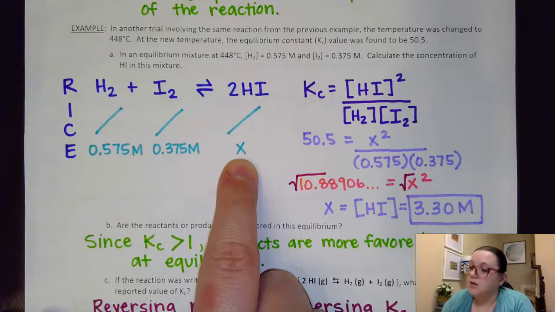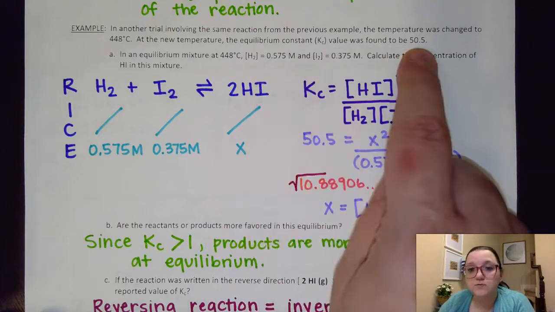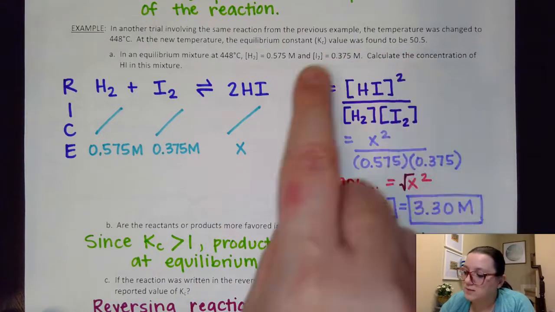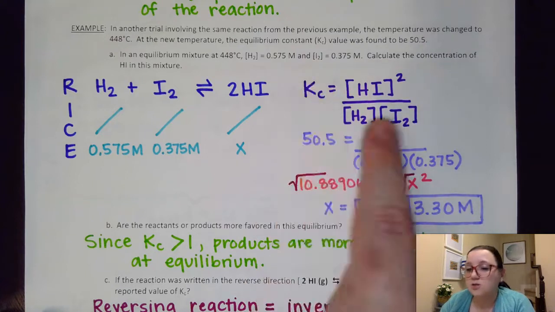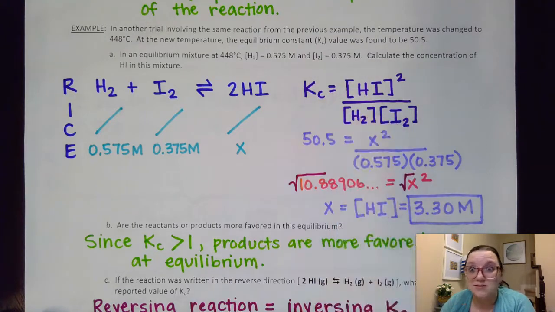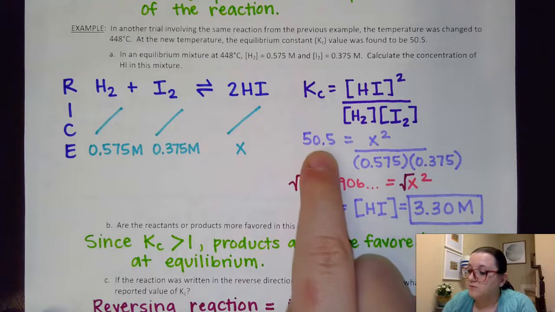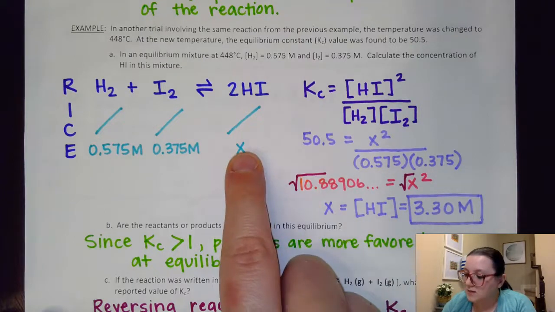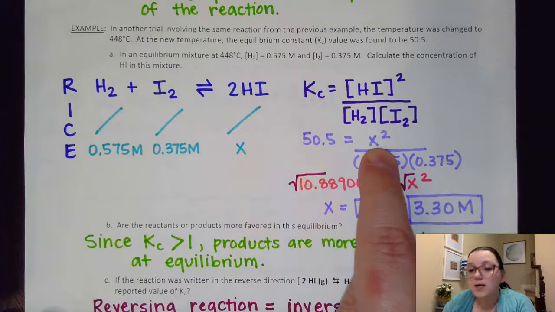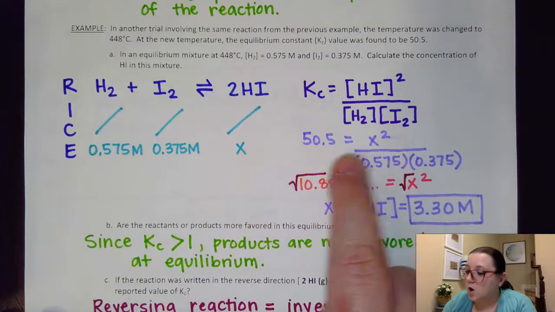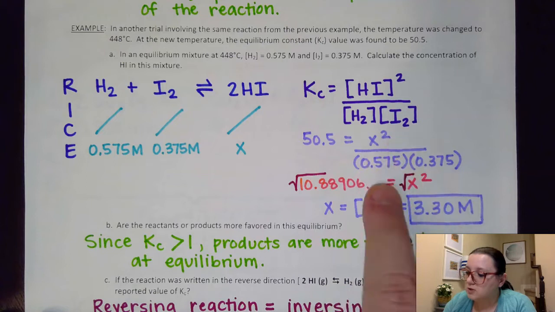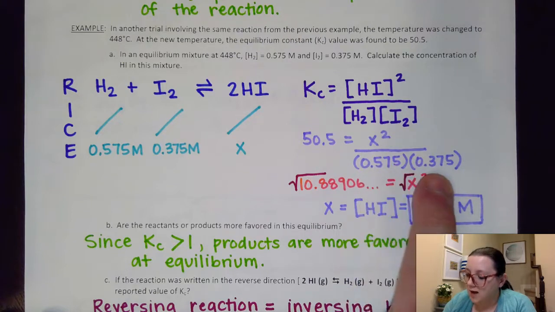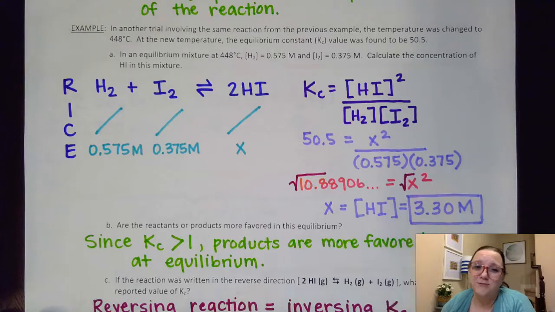So then, it told me that the Kc value was 50.5. So once I set up that Kc expression again, just the same as I did up above, because it's the same reaction, I would have 50.5 plugged in for Kc. My X is going to get plugged in here for HI, and that's going to be squared over my 2 concentrations for H2 and I2 at equilibrium. And so then all I'm doing at that point is just solving for X.